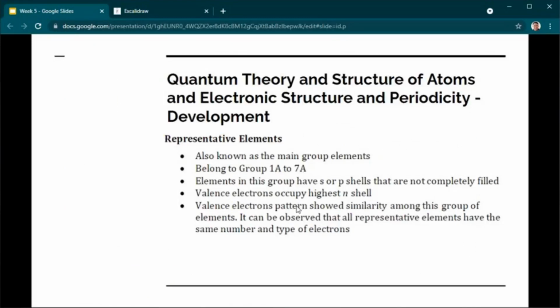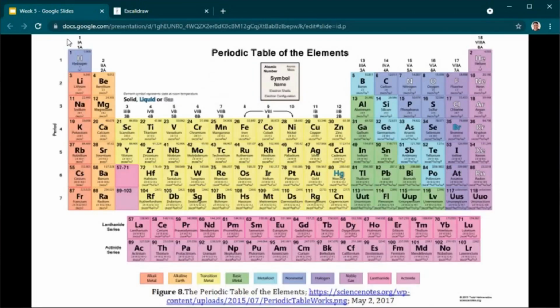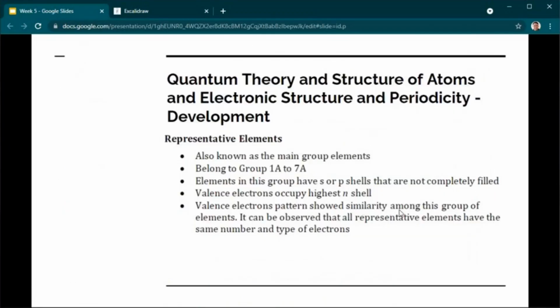They belong to groups 1A to 7A: 1A, 2A, 3, 4, 5, 6, 7A. Okay, so these are the representative elements.